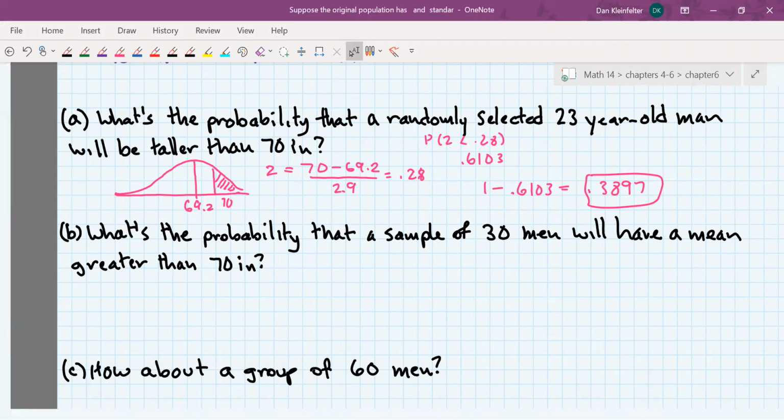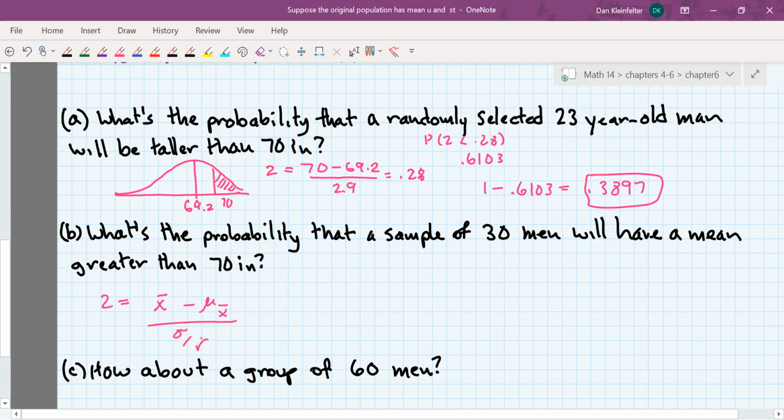Now, let's say that we want to know the probability that if we get a sample of 30 men, the mean of those 30 men will be greater than 70 inches. Our picture here will be very similar, so I'm not going to repeat that. What will be different is our z-score. That will be our sample mean minus the mean of the sample means divided by the standard deviation. So 70, our proposed sample mean, minus the population mean divided by that standard deviation. This time we will be dividing by the square root of the sample size, since we're talking about a sample of individuals, not just one individual.